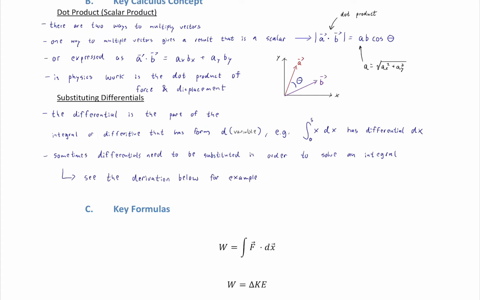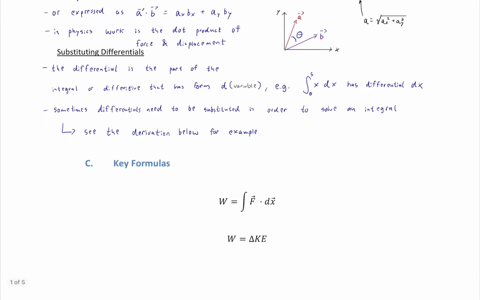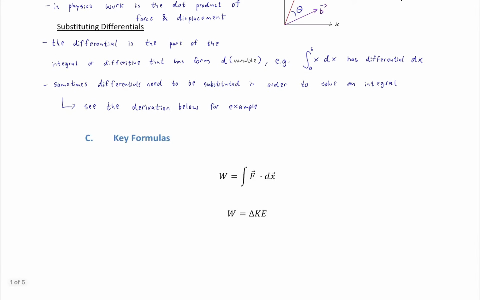Okay, and we're going to see the derivation below as a great example of what that means, because it's kind of an abstract idea. So first of all, let's define work and get back to the dot product idea. Here we have the definition of work. W for work is the integral of the dot product of f and dx.